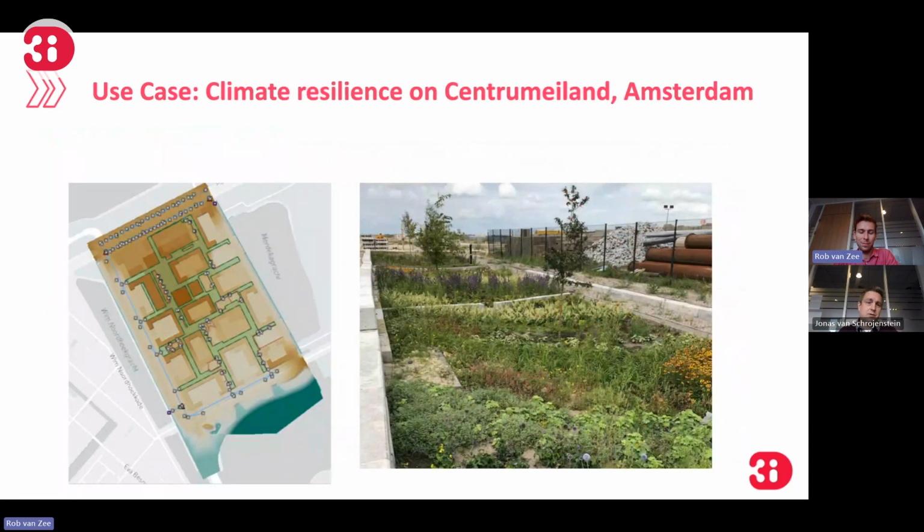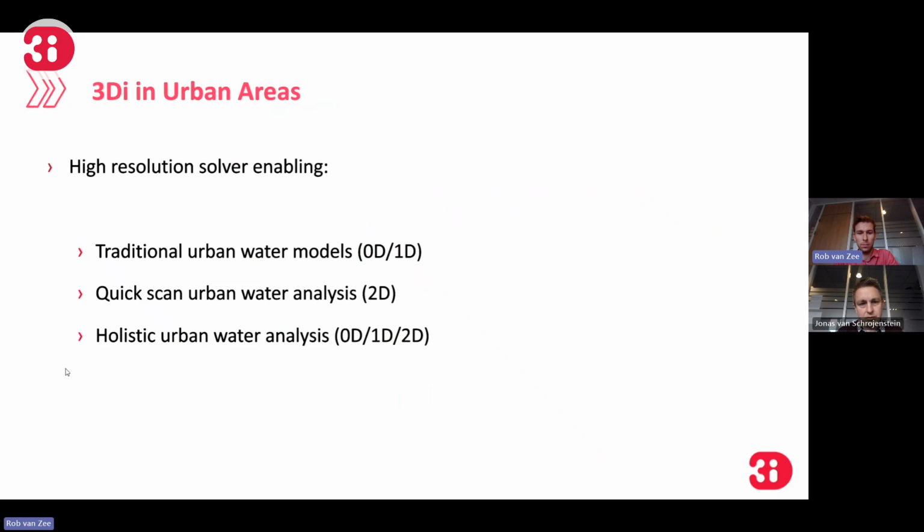Another example is climate resilience on Centrum Island, Amsterdam, which is a relatively small model where we are looking into the impact of, for example, green roofs, as an example of a sustainable urban drainage solution, on this area. Will that mitigate any potential impact of climate change? These are just some very short introductions of use cases. There are many more use cases available on the website, so feel free to go there and check them out.